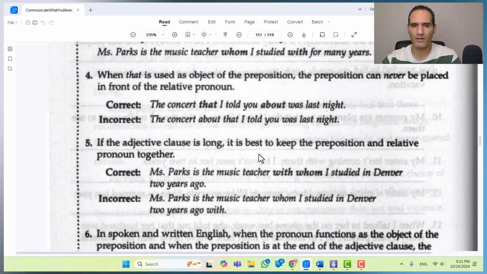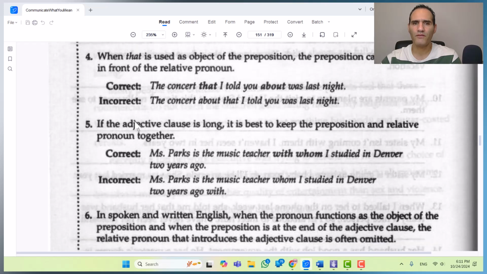We talked about it. So if the adjective clause is too long, please do not separate the preposition from the relative pronoun. Ms. Parks is the music teacher with whom I studied in Denver 2 years ago. So you see the adjective clause is a little long. If you bring the with at the end of the clause, it's not beautiful. Ms. Parks is the music teacher whom I studied in Denver 2 years ago with. That's not beautiful. Okay?